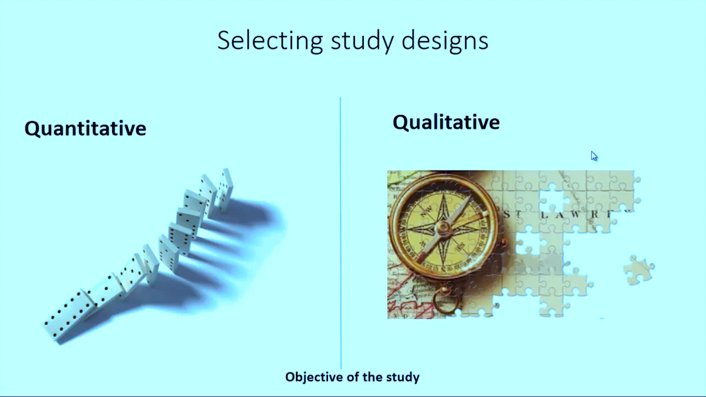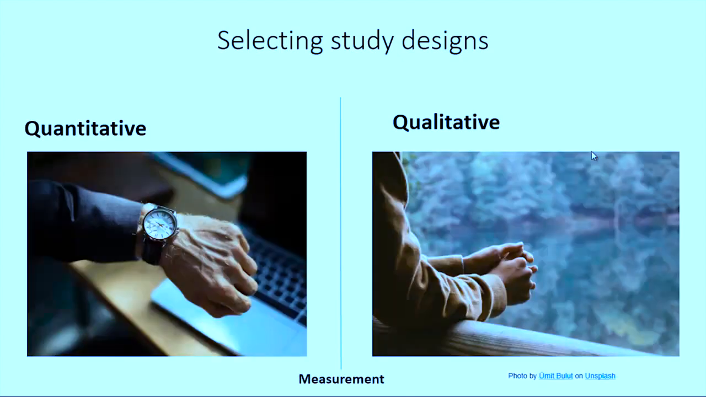The differences also appear in the objective of the study. Quantitative study tries to explain the causal pathway between exposure and the outcome, while in qualitative study, the objective of the study is to explore the phenomena. In quantitative study, we do the measurement in an objective way, while in qualitative study, the measurement is more subjective. For example, when we try to measure time, it is the time according to the watch, while in qualitative study, the time is the time as perceived by the participants.